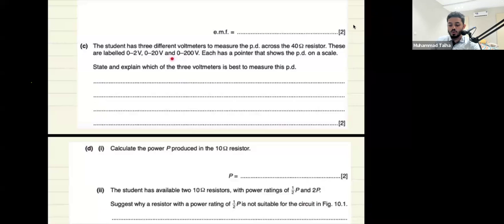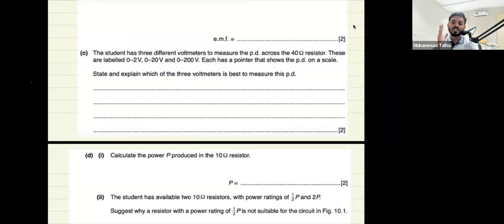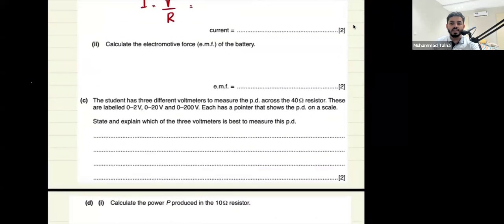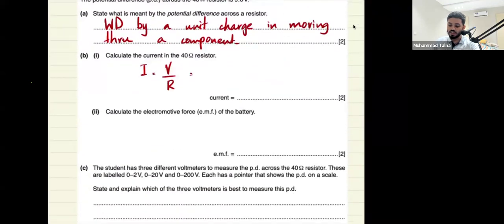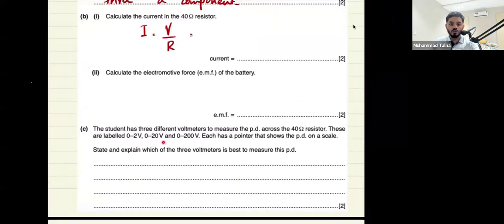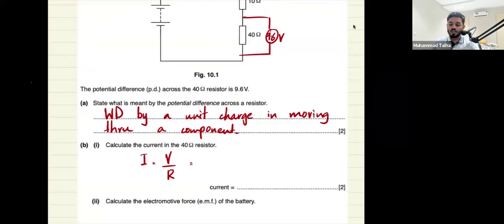Another thing is the choice of analog meters. You must take a meter in which the reading you want to measure lies smack in the middle of the range. So for example, here the potential difference that we wanted to measure is 9.6, right? We have 0 to 2, 0 to 20, 0 to 200. We would not do 0 to 2, obviously, because 9.6 can't come up in that range.